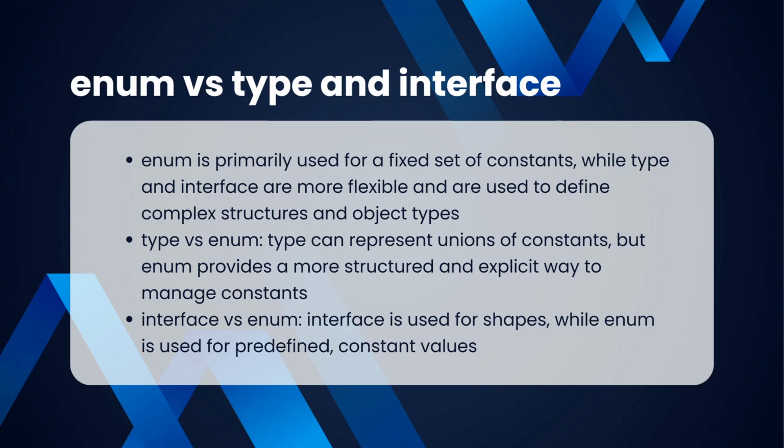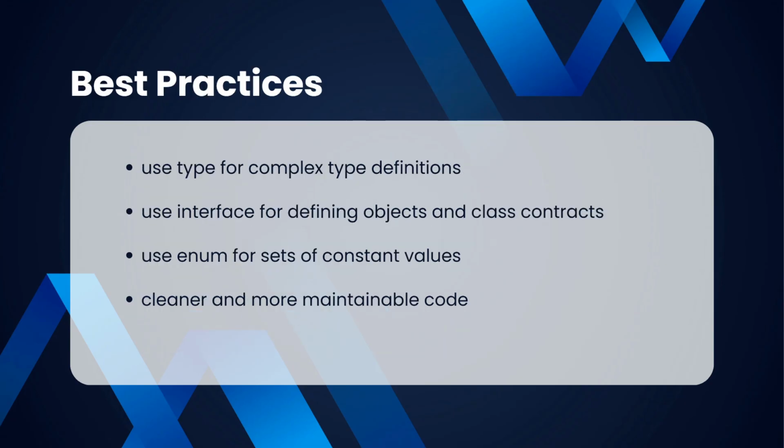Comparing enum with type and interface. Enum is primarily used for a fixed set of constants, while type and interface are more flexible and are used to define complex structures and object types. Type versus enum. Type can represent unions of constants, but enum provides a more structured and explicit way to manage constants. Interface versus enum. Interface is used for shapes, while enum is used for predefined constant values.